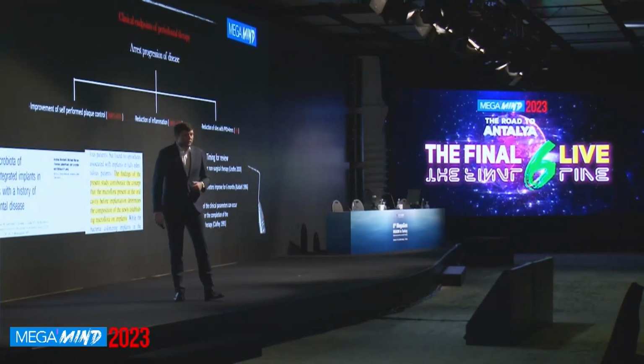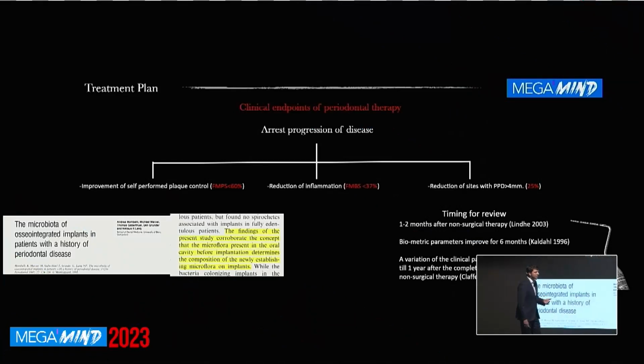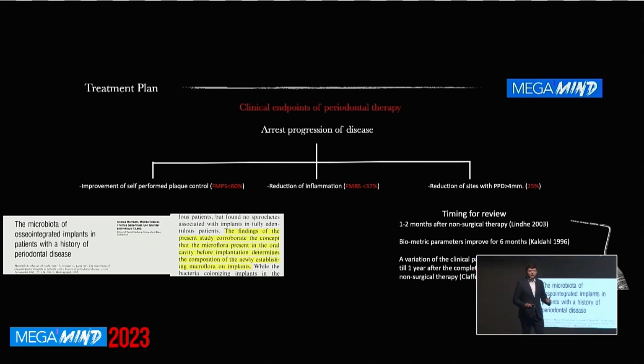And even if our clinical endpoints of the therapy have not been met yet, it is extremely important to continue with our periodontal treatment because, as we know from the studies done by Mombelli, the microflora present in the oral cavity before the implantation determines the composition of a newly establishing microflora on our implants. But also, according to the literature, this process can take from 2 months up to 1 year. That's why we continue with 1 more session of non-surgical periodontal treatment, and then we will continue with restorative and surgical treatment as we have already greatly decreased the level of our inflammation.